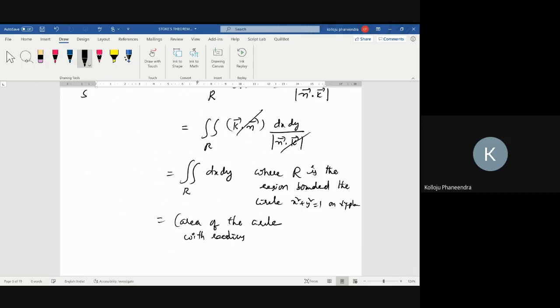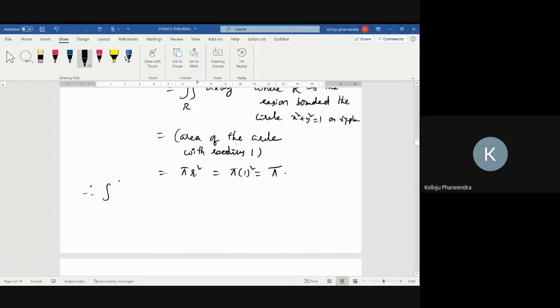With radius 1, pi r square is the answer. So what is this value? Pi into 1 square, so pi is the answer. Therefore LHS equals RHS. Therefore the double integral over S of del cross f bar dot n bar ds equals pi. Since LHS equals RHS, Stokes theorem is verified.